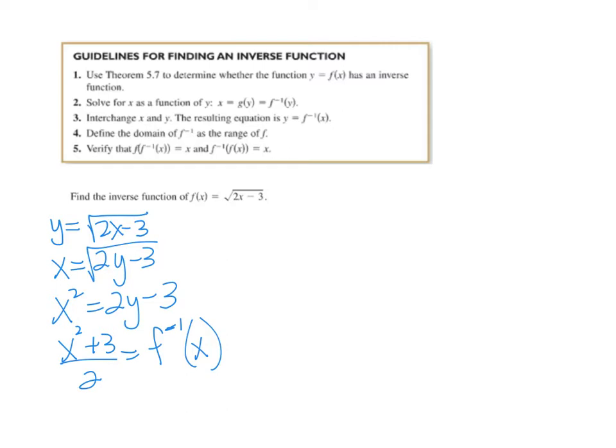Okay, so the domain of this function f of x is 2x minus 3 is greater than 0. So 2x is greater than 3, x is greater than 3 halves. All right, so since this is the domain of the f function, it will be the range of the inverse function. That's as high as it gets, no matter what value x is.